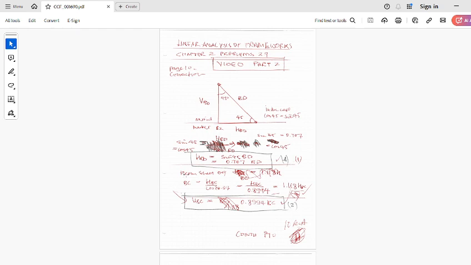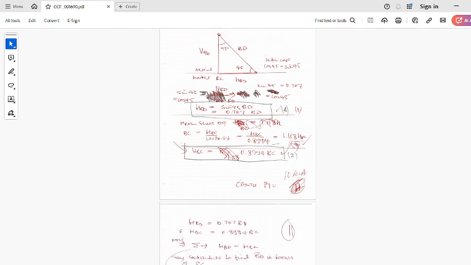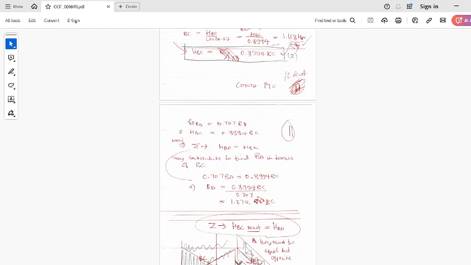So from sheet 9 from the previous video, BC equals HBC over cos 26.57, which is HBC over 0.8994, equals 1.118 HBC. So HBC is equal to 0.8994 BC. So that's a correction to page 10. Moving on to page 11, HBD equals 0.707 BD and HBC equals 0.8994 BC.